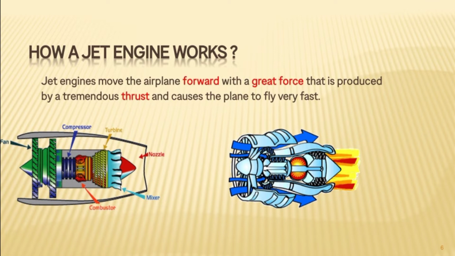Next, see how a jet engine works. A jet engine moves the plane forward with a greater force that is produced by a tremendous thrust and causes the plane to fly very fast.